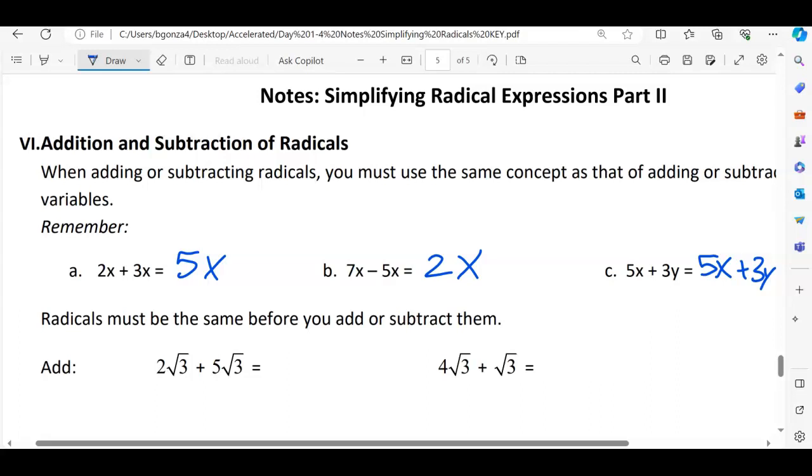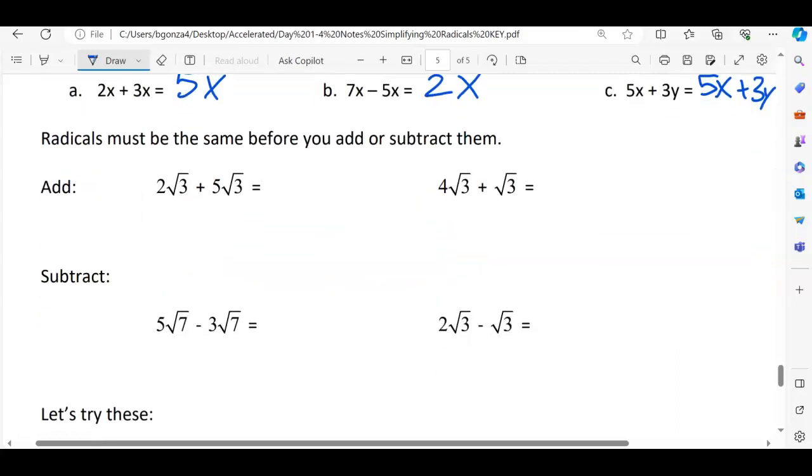I show you that because square roots are the same way. You can only add the coefficients in front or subtract the coefficients in front, but the square roots stay the same. So here we go. Let's add these. 2 square root of 3 plus 5 square root of 3. What is 2 plus 5? 7. And then the square root is going to stay the same. You're only adding the coefficients, not the inside of the square root. So this is not 7 square root of 6. It's not 7 square root of 9. It is 7 square root of 3.